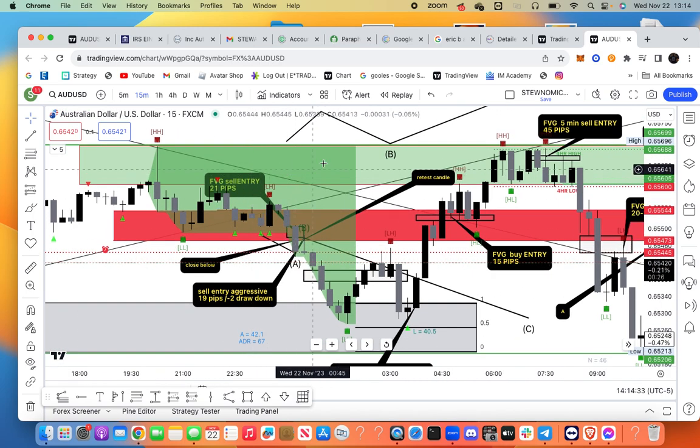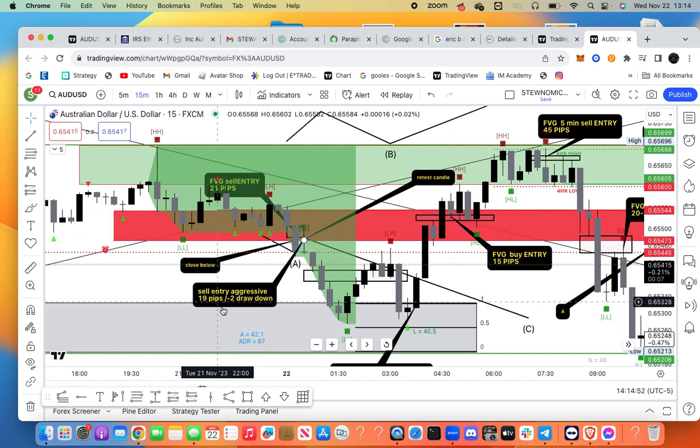It broke. This candle broke below here, and then this candle right here gave us our entry. This was the retest counted as the entry. Now in the 5 minute, you actually got multiple entries, but for 15 minutes you got here and here, you had 19 pips, and that went like 2 pip drawdown.